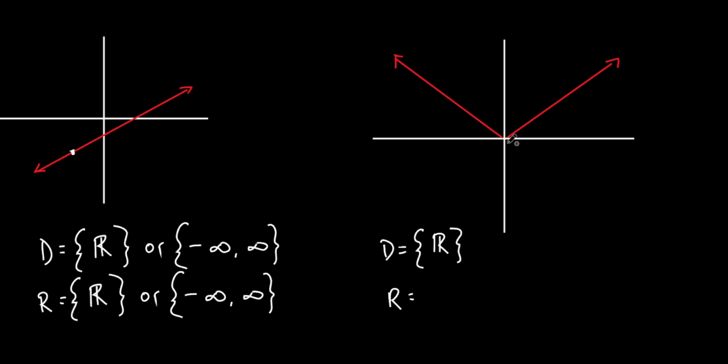Where can I not go? I can't go below 0. That's right. So my range, we don't say what it cannot be, we say what it can be. So the range can only be the numbers from what to what? 0. From 0 to infinity, right?